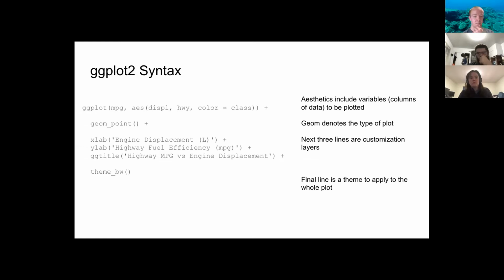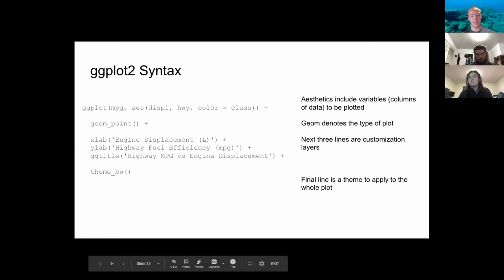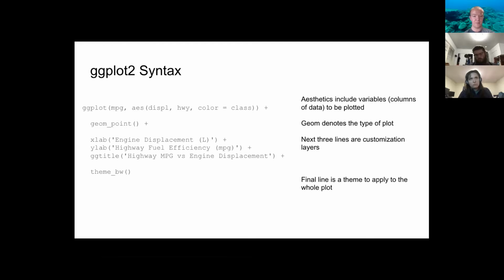So displacement there is one column in our MPG data object. Highway fuel efficiency in this case is another column in that same data object. We're going to step through all the individual syntax of these as well in the script that we've sent you guys. We can manipulate each of these just to see what they do as well. So we'll go over that in a little bit more detail.